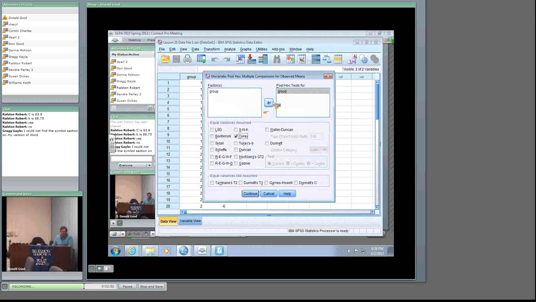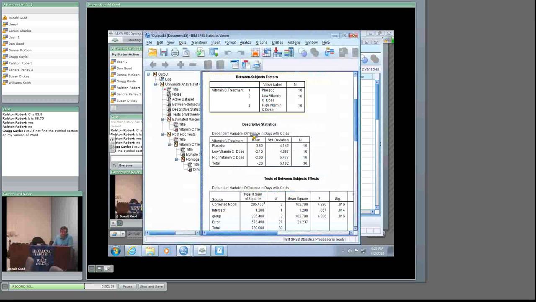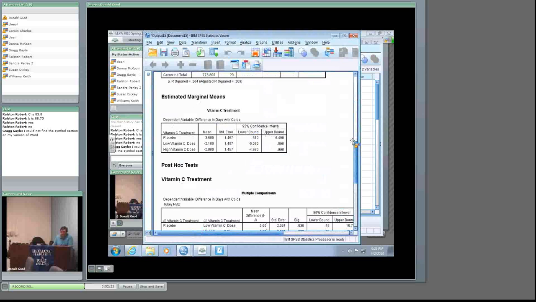So post-hoc test for the people divided up into groups. Tukey is our follow-up test. And we're going to click and we're going to say OK. And our analysis is this.